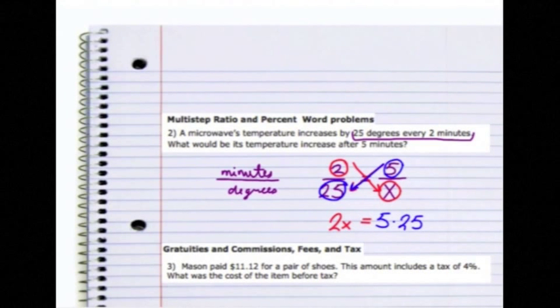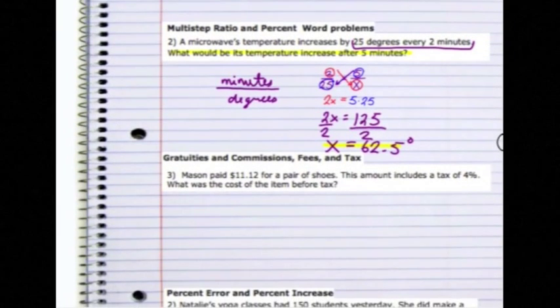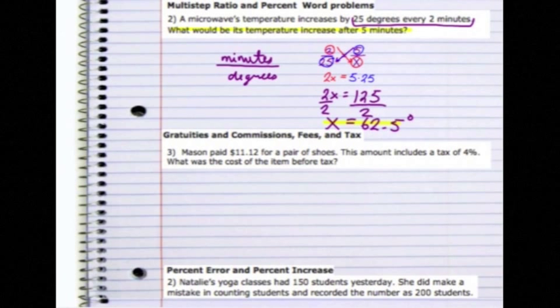Five times 25 is 125, so 2x equals 125. Now, if 2 x's are equal to 125, then 1x is going to be equal to 125 divided by 2. When I divide 2 by 2, I get 1, and 1 times x is just 1x. That's going to equal 125 divided by 2, which is 62.5. So what was the problem? It wanted to know what the temperature increase would be after 5 minutes. Well, the temperature increase would be 62.5 degrees. Again, I was able to solve this problem just by setting up a ratio proportion as a fraction.